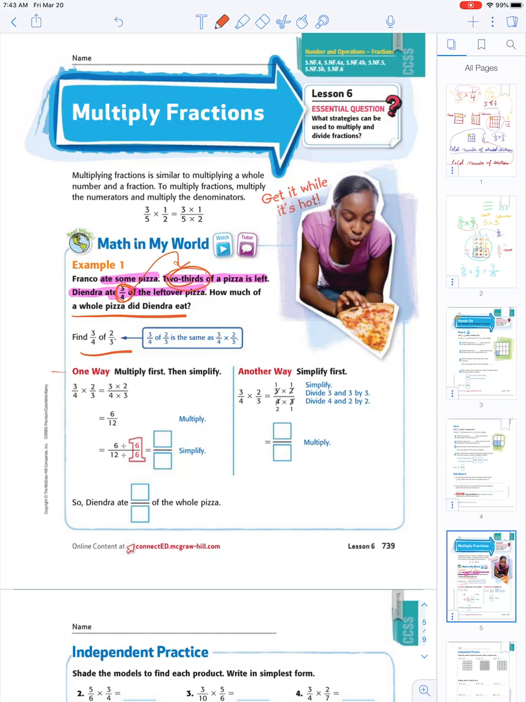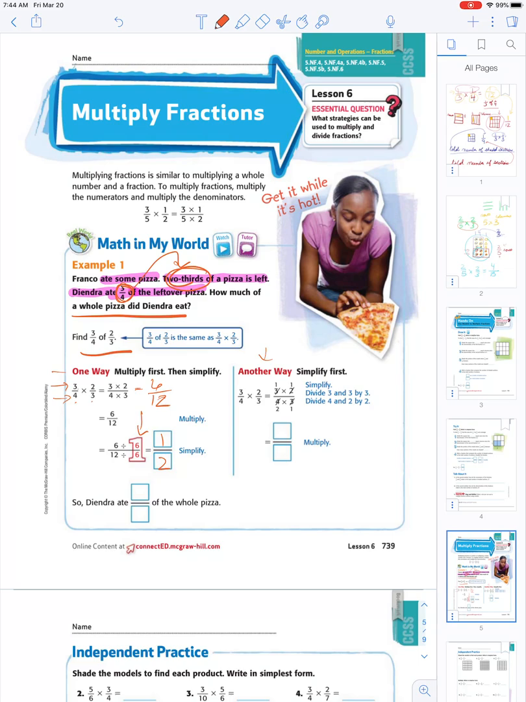So one way is to multiply the fractions just by multiplying them across. 3 times 2 equals 6, and multiplying the denominators, 4 times 3 equals 12. This is going to give me a fraction that I have to simplify because 6 and 12 both have the same multiple, which is 6, that I can divide by and get 1/2.